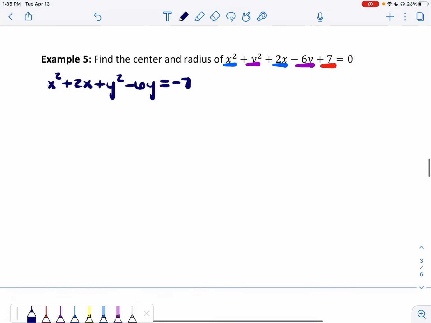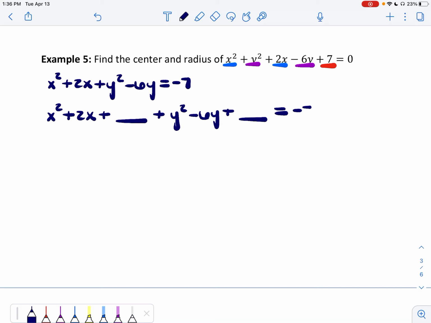Okay. All right, so now what we want to do is we want to complete the square. But because we have two variables, we have both an x squared and a y squared, we'll need to complete the square for both variables. So we're thinking x squared plus 2x plus something will complete the square. And then plus y squared minus 6y plus something will complete the square. And then remember, whatever we add to the left, we have to add to the right as well to keep it balanced. Okay.